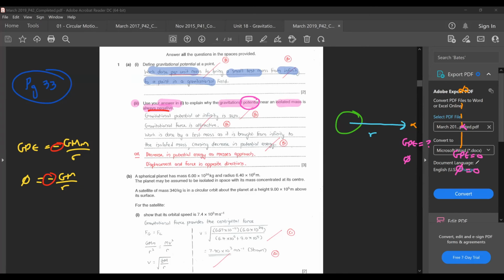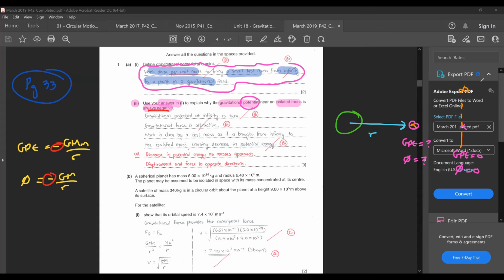Potential at infinity will also be 0. Okay, so we're interested in what is the value of potential at this point here, a distance r from your planet. Because we already defined gravitational potential as the work done to bring a unit mass from infinity to a point inside the gravitational field.